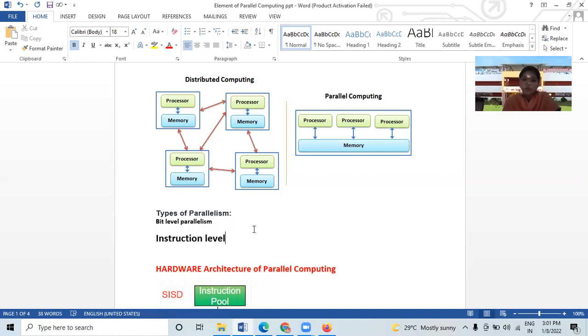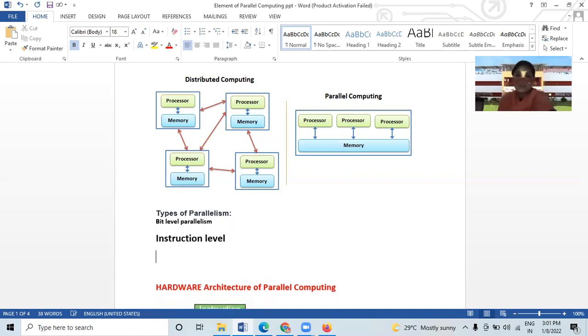Then task parallelism, okay, task level. In task level parallelism, we have the decomposition of tasks into subtasks, and then allocating each of the subtasks for execution.